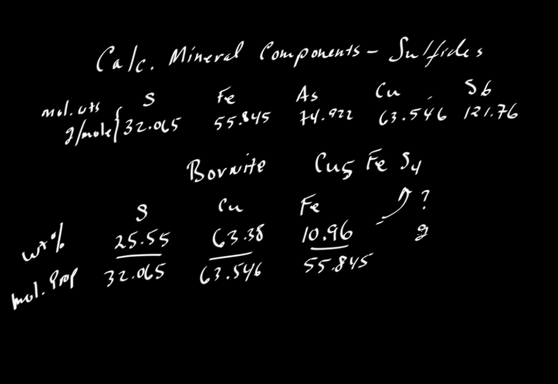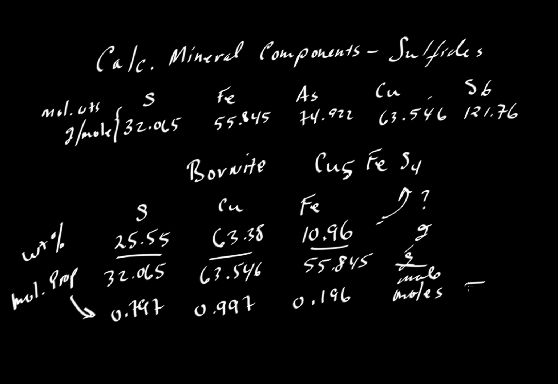So these values in the numerator are in weight percent. We can call them grams if we like, doesn't matter what the units are, but if we let them be grams, that means if we had 100 grams, then 25.5 grams would be sulfur, etc. And then if we divide by grams per mole, the grams will cancel and the 1 over mole becomes moles. So the numbers we get here, these mole proportions, would be this. We'd get 0.797 for sulfur, 0.997 for copper, and then 0.196 for iron. That would be in moles.